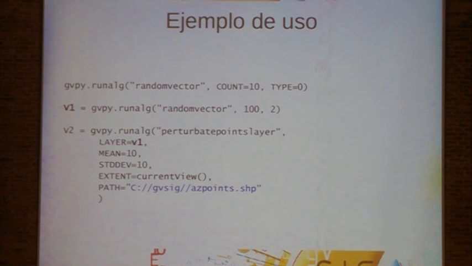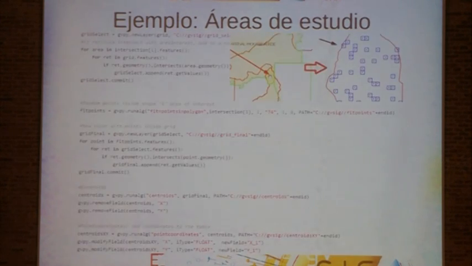The same layer is stored or saved on variable v1, and that variable, you can continue using it on your script. So in the second line, we're using perturbate point layers to move the points, to move the dots, and the parameter is layer v1, which is the layer we created in the previous step. As you can see with this, we can create scripts containing hundreds of lines like these ones, adapting everything to our needs. We can create test scripts.